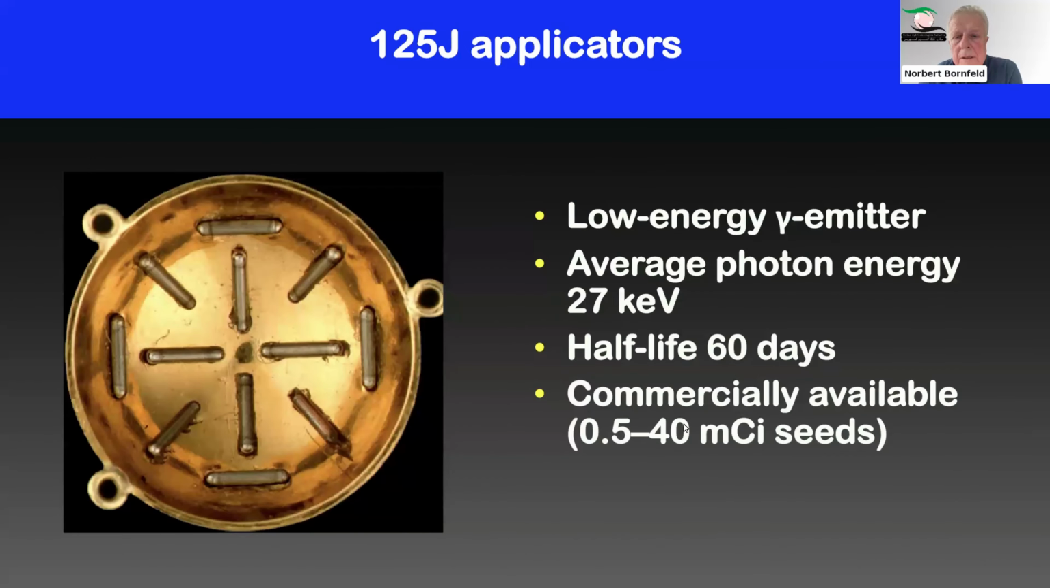Iodine plaques use iodine 125. This is a very low energy gamma emitter with an average photon energy of 27 keV. It has a short half-life of 60 days, which makes that treatment very expensive, and the seeds are commercially available.